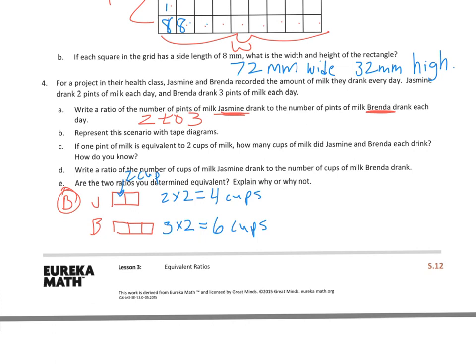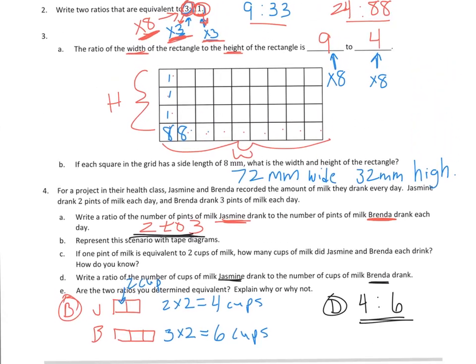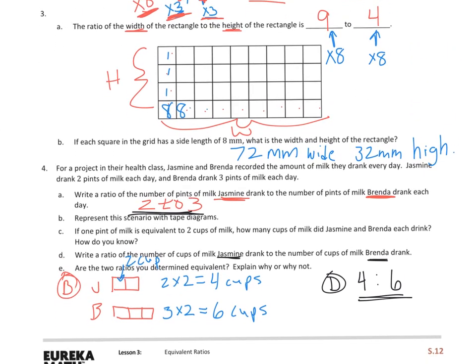Now, D says, write a ratio of the number of cups of milk Jasmine drank to the number of cups of milk Brenda drank. And again, I have to go Jasmine first, Brenda second. So Jasmine had 4, Brenda had 6, so 4 to 6. E asks, are the two ratios you determined equivalent? Why or why not? I'm going to leave that one to you. I'll give you a quick hint that our ratio was 2 to 3. Now it's 4 to 6. And it's exactly what we did up here in questions 1, 2, and I would even say 3A and B.